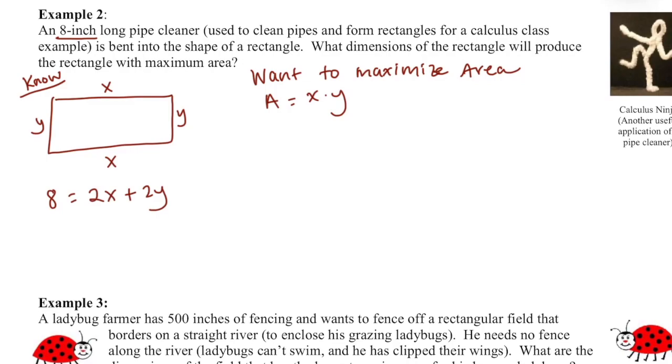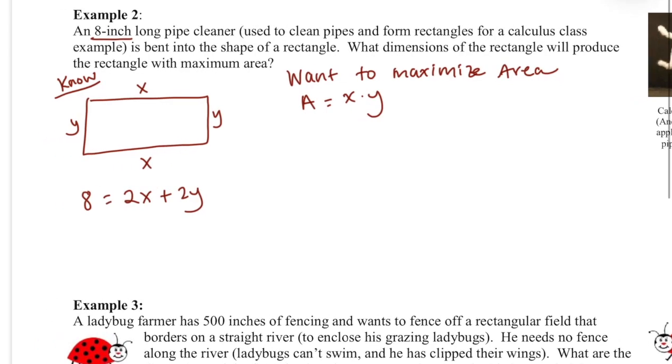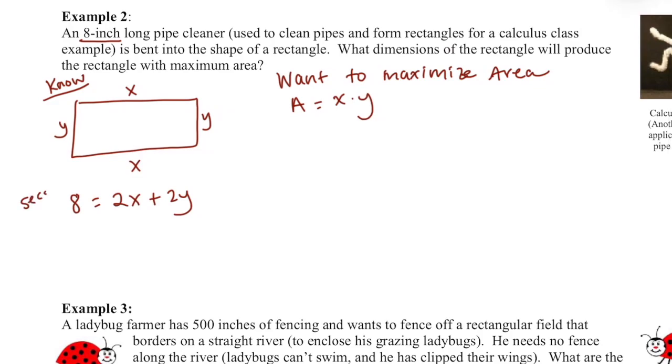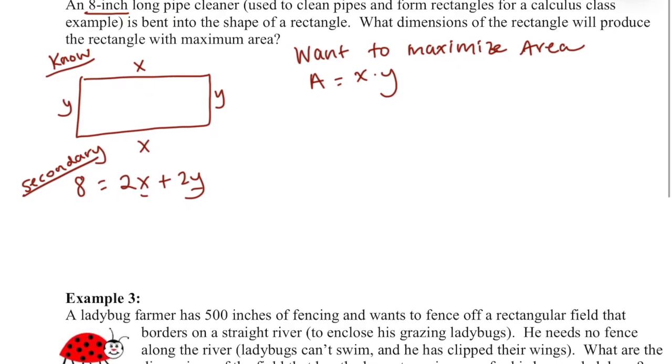So the area is x times y. I'm going to have to use my secondary equation over here. So this is my secondary, to plug into my want equation so that I only have one variable. So that means I need to solve for either x or y. It doesn't really matter. Make your choice. Sometimes it will make the problem easier or harder based on which one you decide to simplify. In this case, they look really similar. So I'll just solve for x.